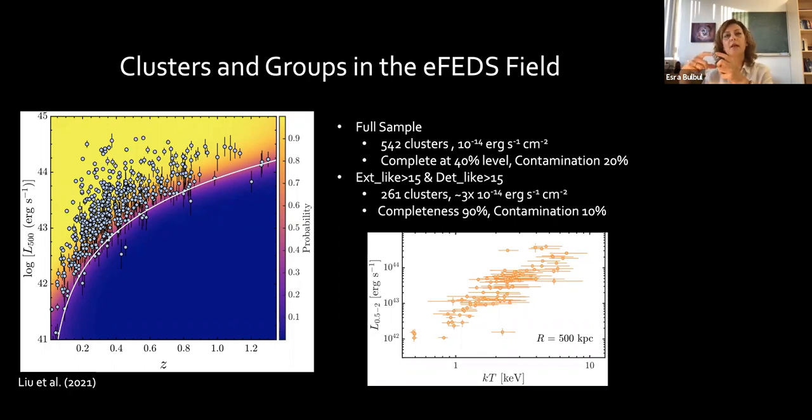The other observable is the temperature, because now we have spectroscopic capabilities with eROSITA. And so we can measure the ICM temperatures, the gas temperature, of about 20% of our sources, and you can see them over here.